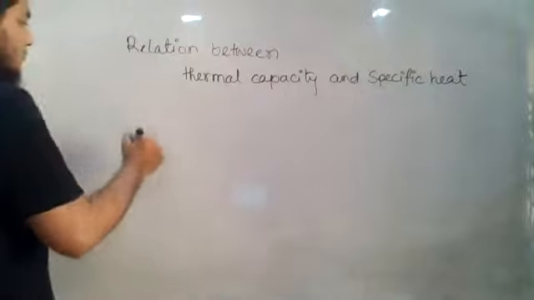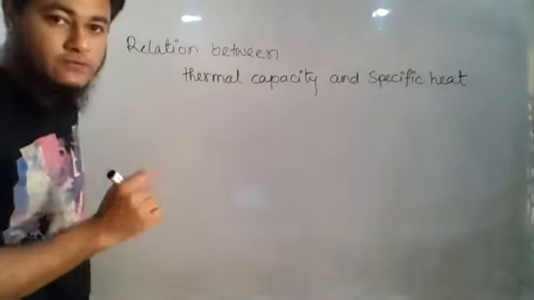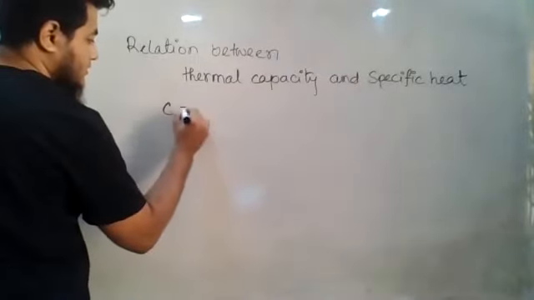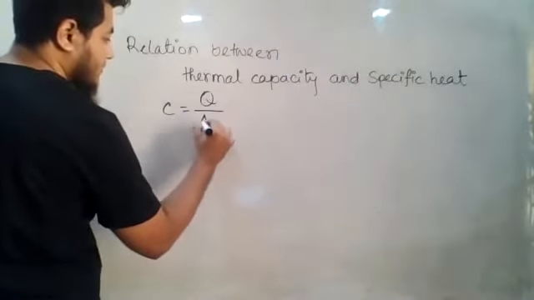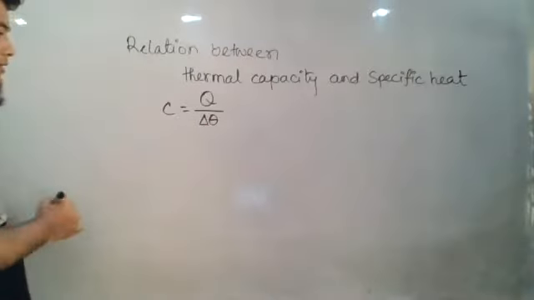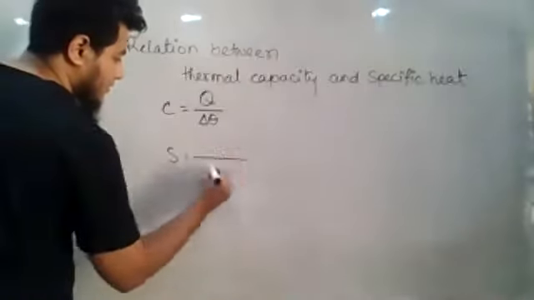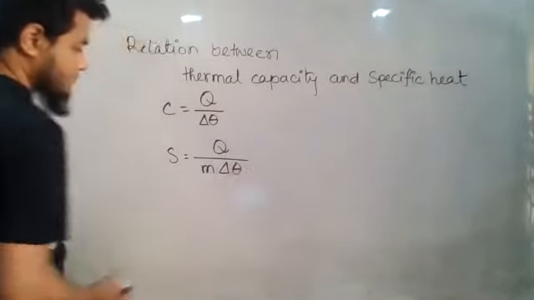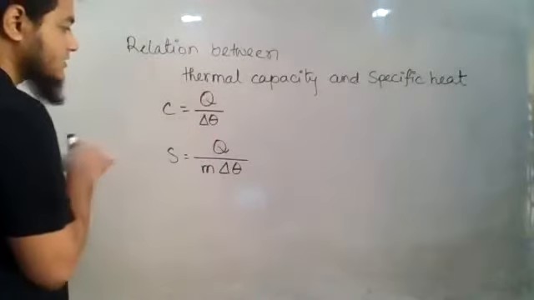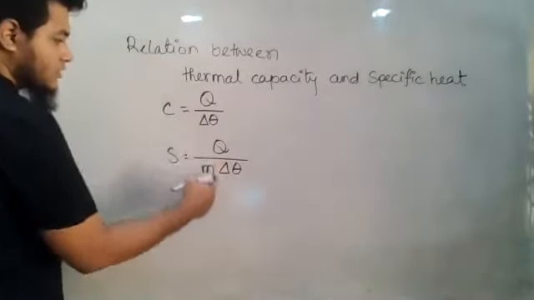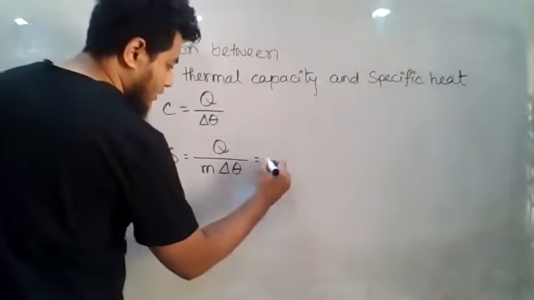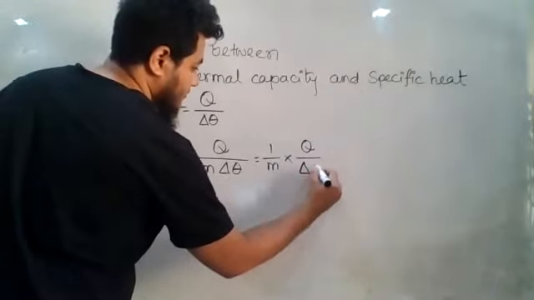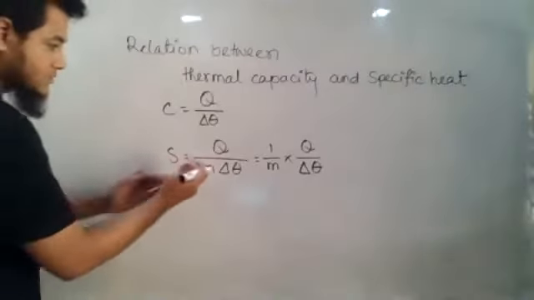Okay, so let us write the equation for the two first. For thermal capacity the equation was C is equal to Q divided by del theta. For specific heat, the equation was Q divided by M into del theta. Now, you find the similarity, right? Q by del theta, Q by del theta. This part is same. So can I write it in this way, that 1 by M into Q by del theta?